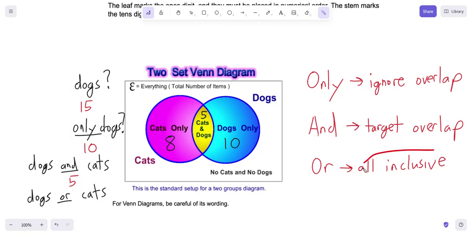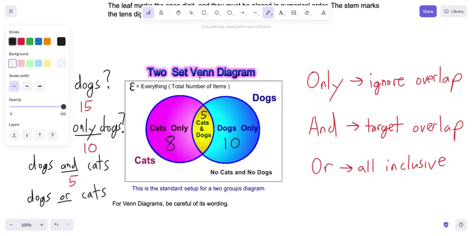Or means all-inclusive, right? If you ask these people if they have cats, dogs or cats, they would say yes, because these have cats, so they would say yes. These people have both, so they would say yes. These have dogs, so they would say yes. So if it's or, it's all-inclusive. That includes all the cat circle and all the dog circle. So we add everything up, 8 plus 5 plus 10, which is 23.